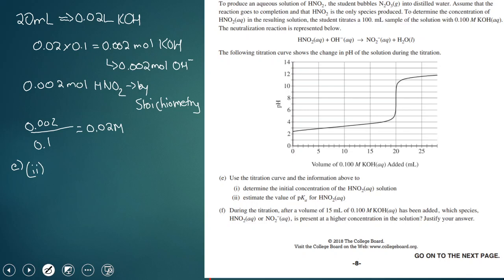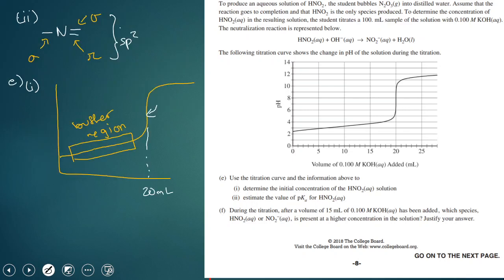So part 2 says estimate the value of pKa for HNO2. When we look at this titration curve, we can see that the pKa is approximately equal to the pH at the half equivalence point, right? So we just have to try and approximate where our half equivalence point is. If we go back to this diagram that I quickly drew, the half equivalence point occurs, I'll indicate it in blue, somewhere around over here, in the middle of this line.